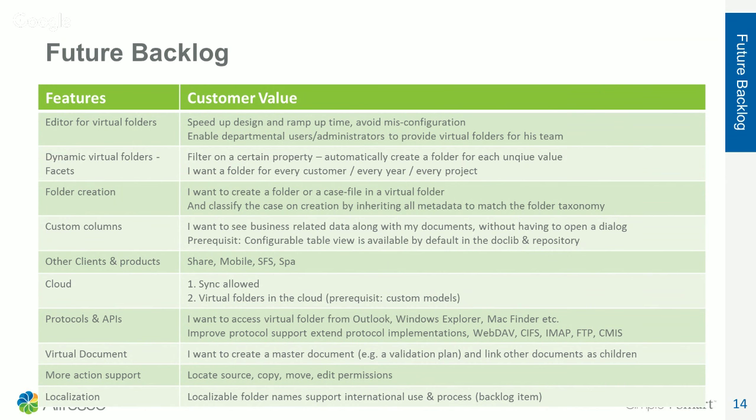And since virtual folder allows to retrieve custom columns for every object, we just need to have a table view that's configurable, and we can configure columns to display as a standard in the doc library and the repository. Then we will provide also custom columns in the result list.